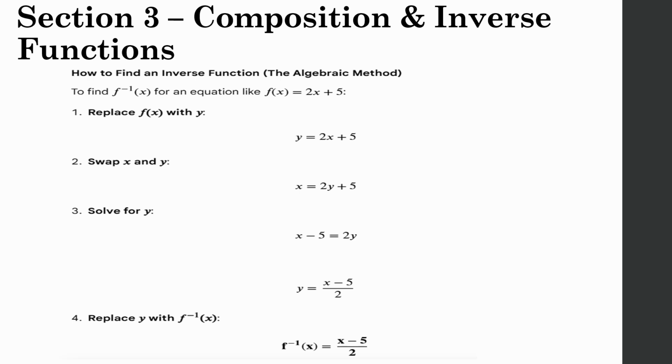Now solve for y. That is, move 5 to the left hand side, which is x minus 5 equal to 2y, and y equal to (x minus 5) by 2. Replace y with f inverse, that is, f inverse of x equal to (x minus 5) by 2.